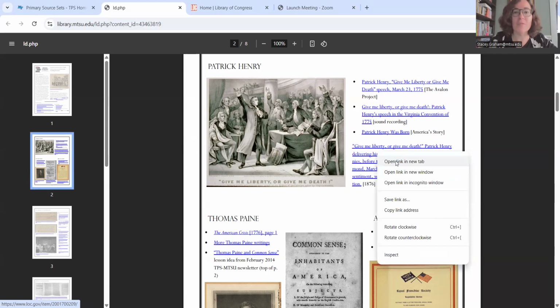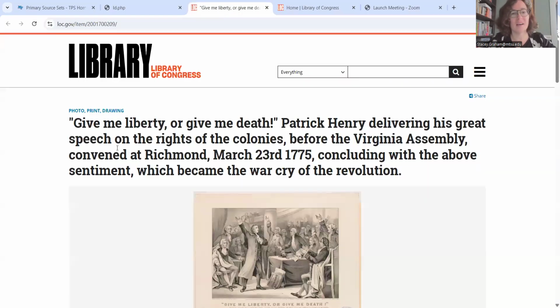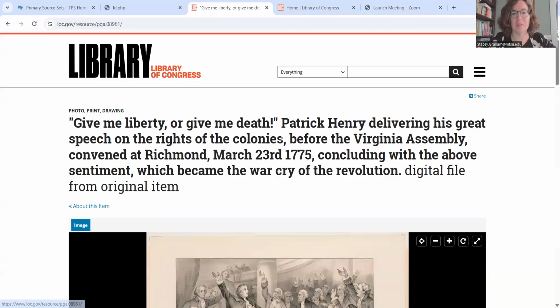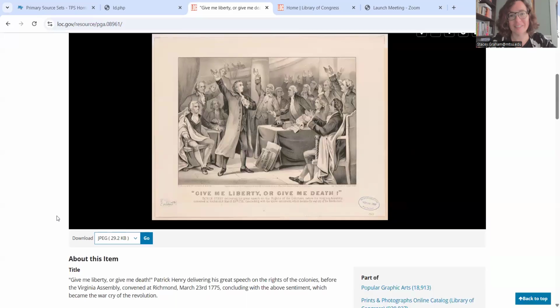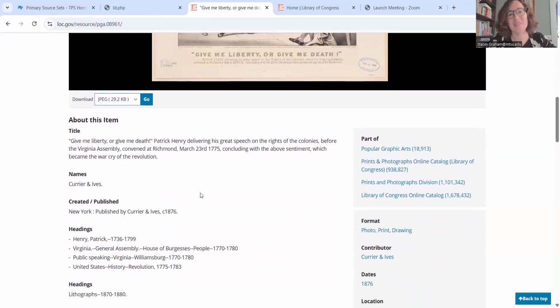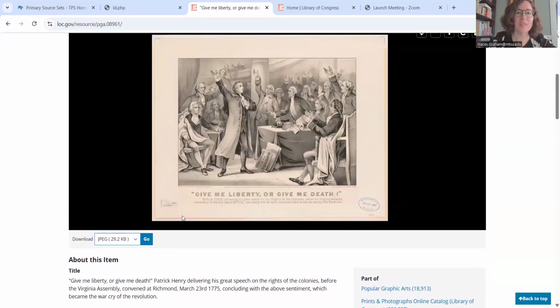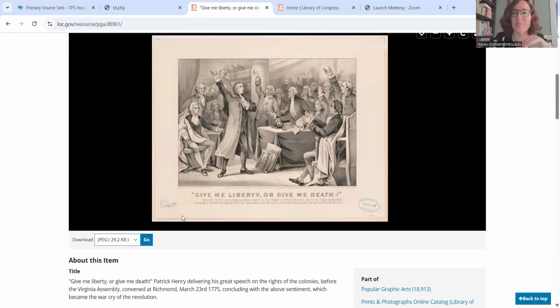This image right here, a wonderful image, very dramatic, something I think students would have a fun time looking at, was actually not created during 1775. This is from 1876, so 100 years later, done by Currier and Ives, a very famous printmaking company in the United States. So this is actually a primary source for how the Founding Fathers are remembered during the first centennial of the U.S., and not for the actual scene itself.